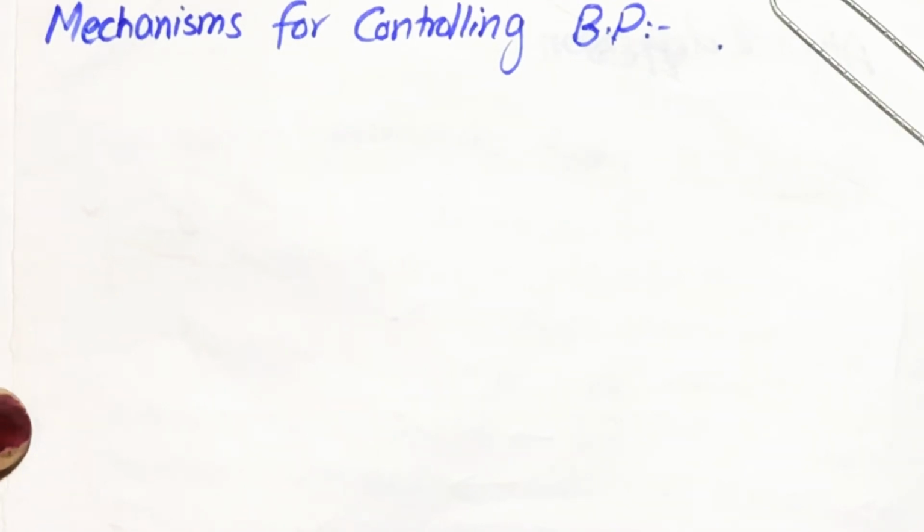Hello everyone. So in today's video we are going to be talking about mechanisms which are present in our body for controlling blood pressure. Arterial blood pressure is regulated within a narrow range to provide perfusion of the tissue without causing any harm to the vascular system.